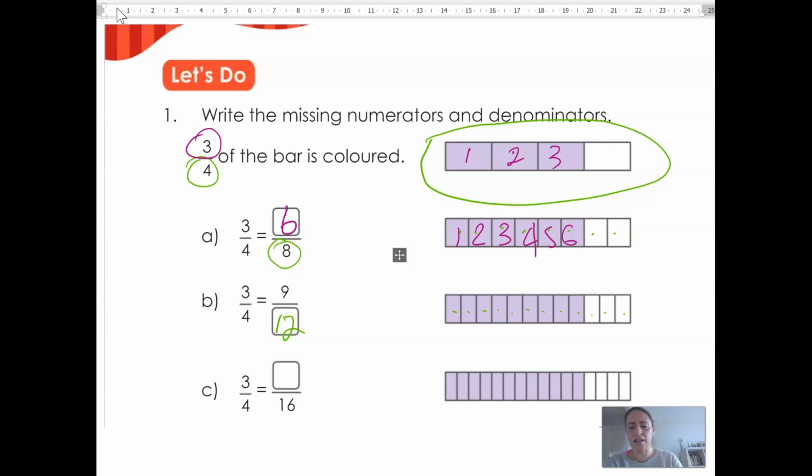Okay. Then we have back to numerator. We want to look at the shaded part. So remember the whole here, this whole equals 16. What's the shaded part? 1, 2, 3, 4, 5, 6, 7, 8, 9, 10, 11, 12. That is 12. It's really easy. You can do the Let's Practice really simply.